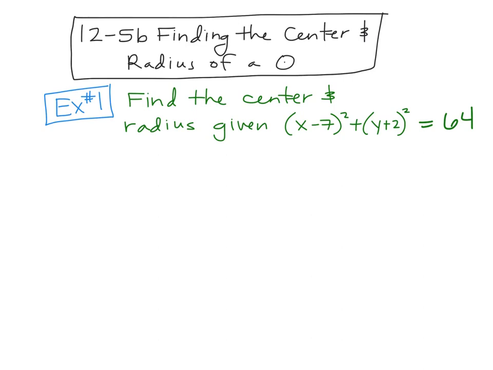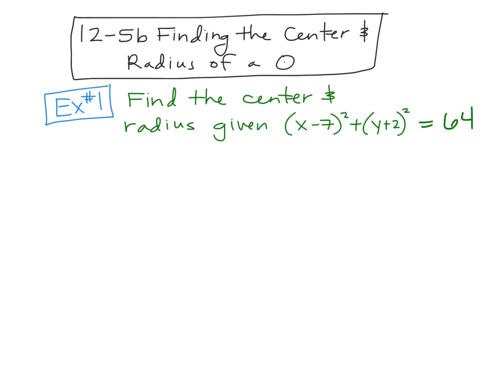The place that I see the most mistakes made on this question in particular is people giving me the opposite of the right answer. So if my answer was 2, -3, they tell me -2, +3 instead. So just be careful with your positives and negatives on this.